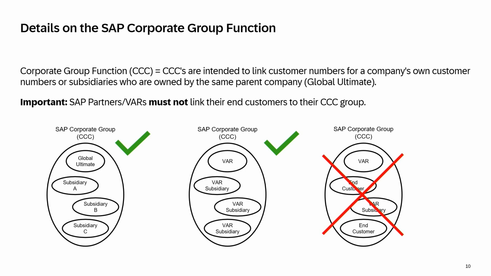It basically allows you to group your subsidiaries together. So what does this mean? If you have a parent company, what we call Global Ultimate, and this parent company has several subsidiaries, then you can use this corporate group function. This is not a Cloud ALM function. It's very important. It's not Cloud ALM.